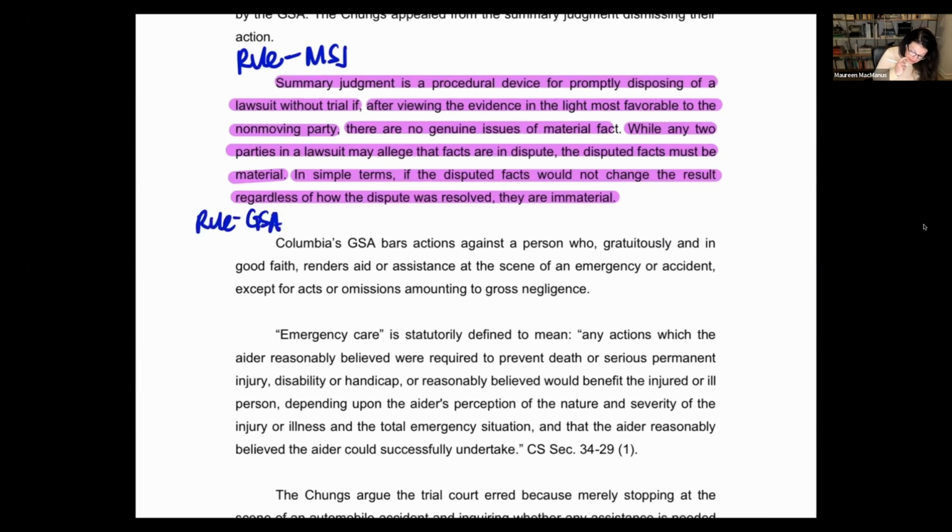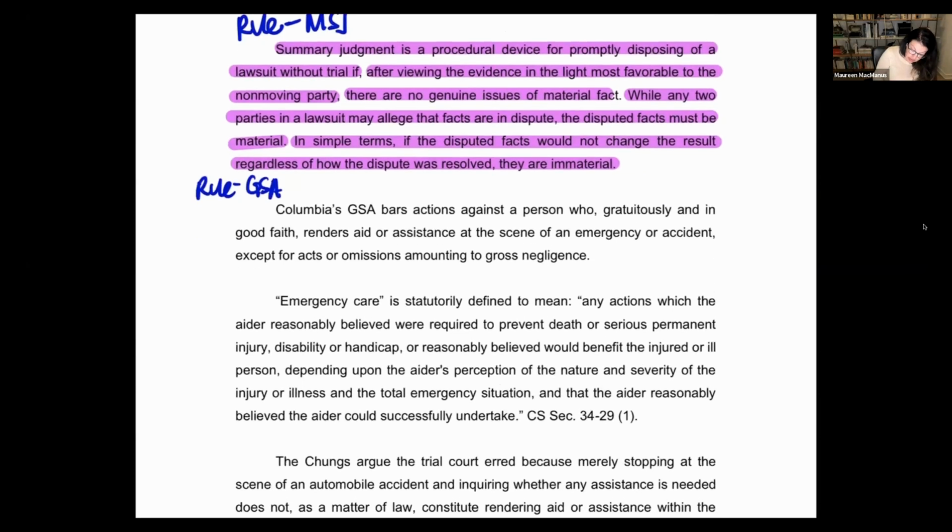The rule for the GSA bars action against a person who gratuitously and in good faith renders aid or assistance at the scene of an emergency or accident, except for acts or omissions amounting to gross negligence. So if you're not so good at deconstructing a statute just from the statute itself, they often do it for you in the case. They'll really distill it down to what's important.